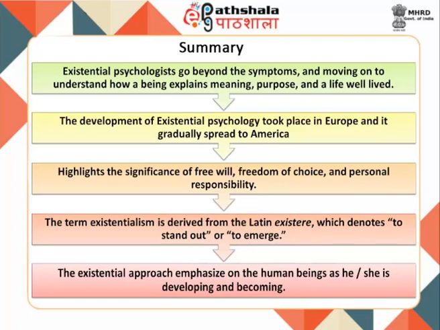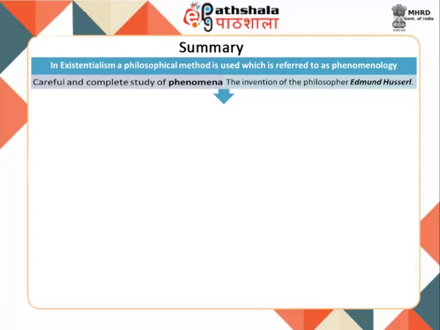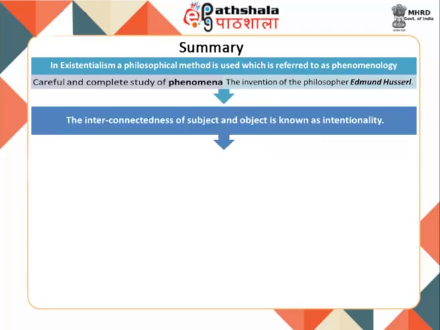It was Søren Kierkegaard, a Danish philosopher, who is usually referred to as the father of existentialism. In existentialism, a philosophical method is used, which is referred to as phenomenology. Phenomenology refers to the careful and complete study of phenomena and is essentially the invention of the philosopher Edmund Husserl. The very effort to be scientific means approaching things from a definite viewpoint, the scientific viewpoint. Thus, one cannot get rid of subjectivity because it isn't somehow isolated from objectivity at all. This interconnectedness of subject and object is known as intentionality.